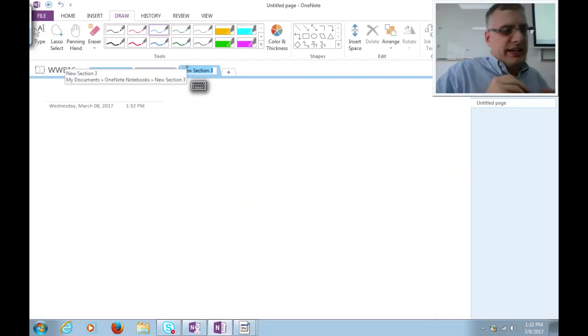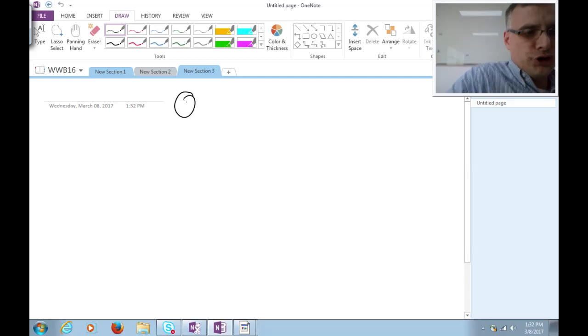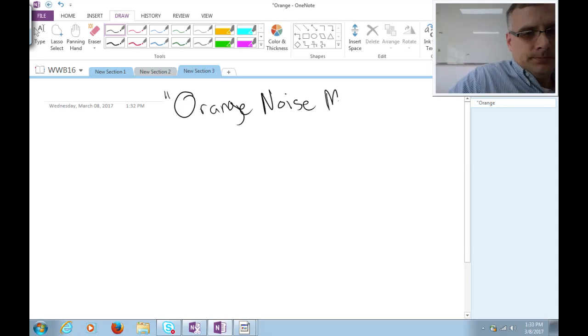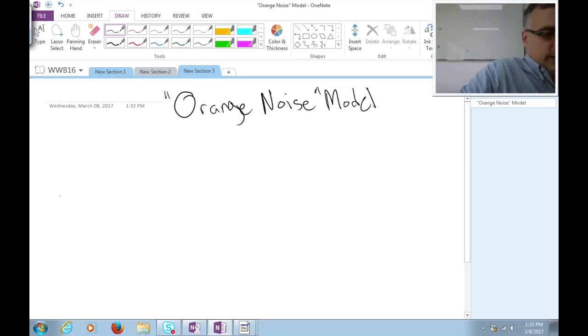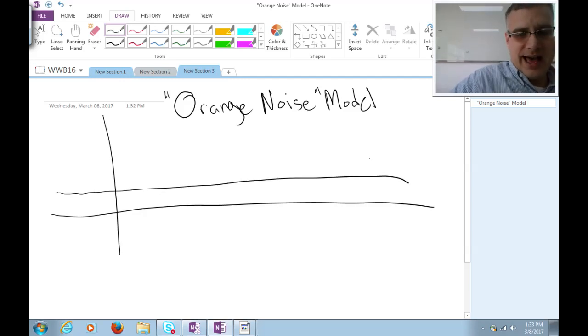So one of the things that we've had a lot of success with at Georgia Tech is using a specific model to describe backscatter modulation. We call it the orange noise model. So in a wireless communications channel, when I mix down to baseband, I've still got my additive white Gaussian noise.